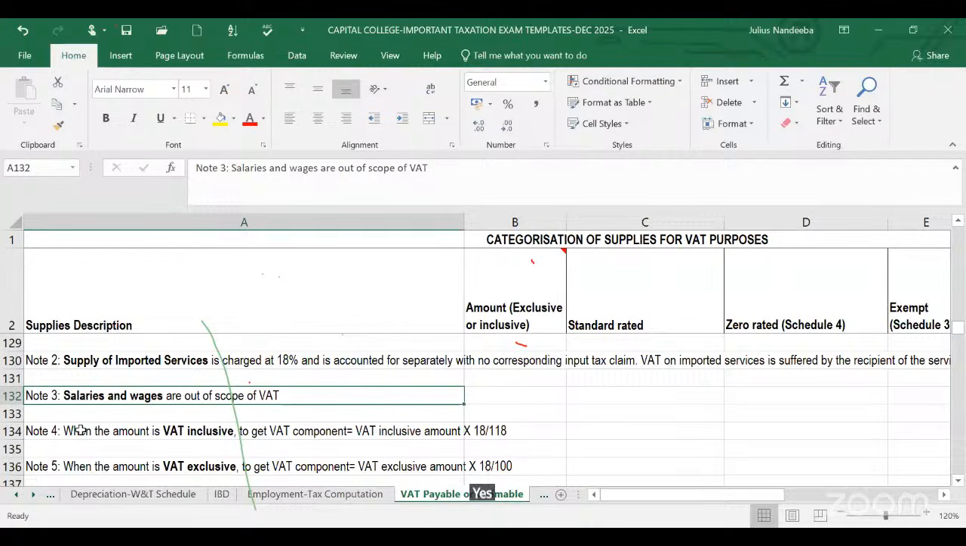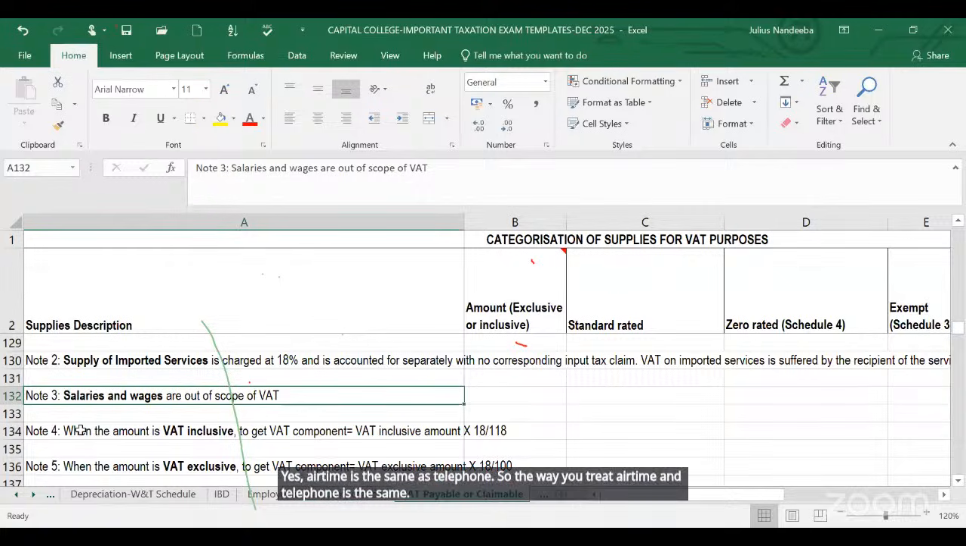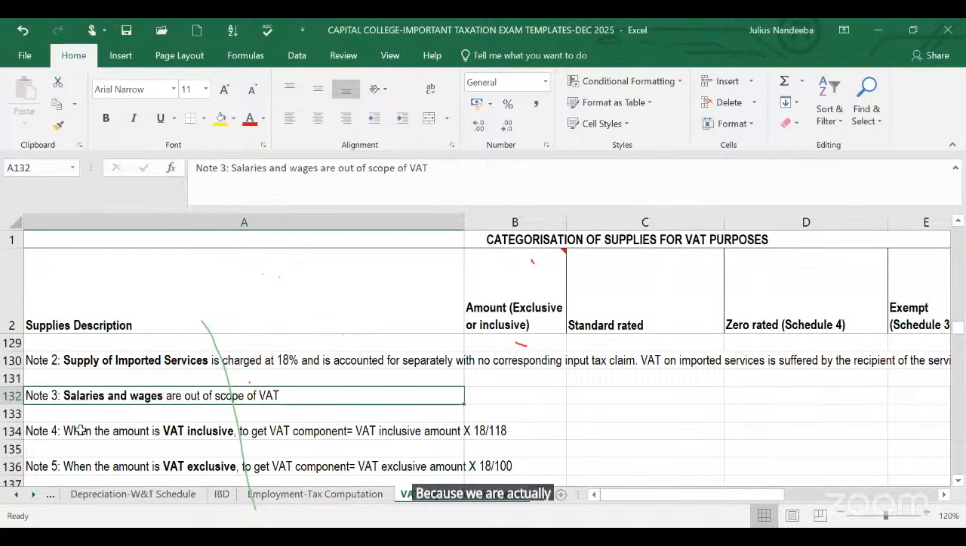Yes, airtime is the same as telephone. So the way you treat airtime and telephone is the same, because we are actually limiting your airtime bill. So whatever you limit on telephone is what you limit on airtime.